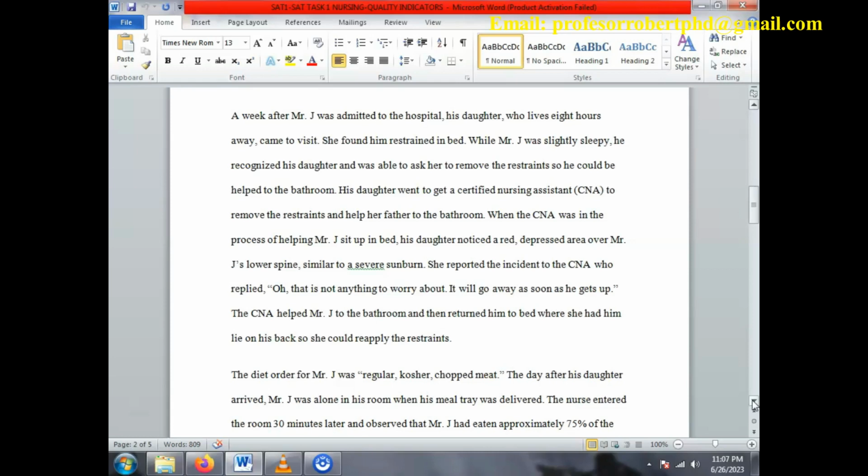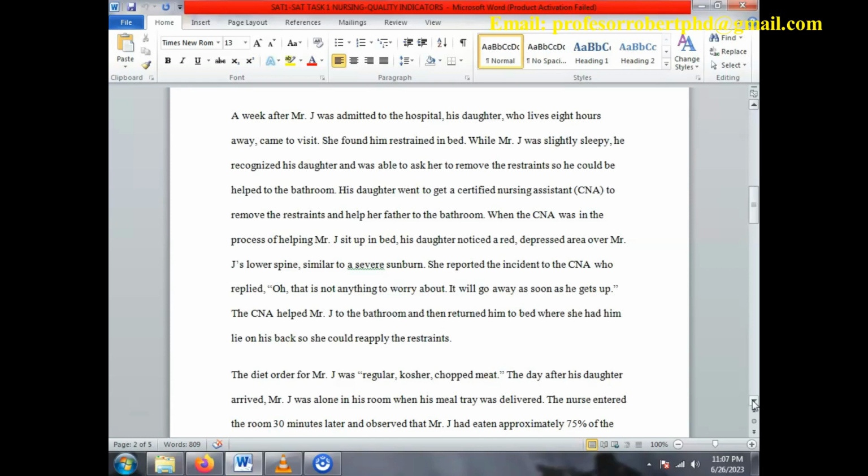His daughter went to get a certified nursing assistant, CNA, to remove the restraints and help her father to the bathroom. When the CNA was in the process of helping Mr. J sit up in bed, his daughter noticed a red, depressed area over Mr. J's lower spine, similar to a severe sunburn. She reported the incident to the CNA, who replied, "Oh, that is not anything to worry about. It will go away as soon as he gets up." The CNA helped Mr. J to the bathroom, and then returned him to bed where she had him lie on his back, so she could reapply the restraints.